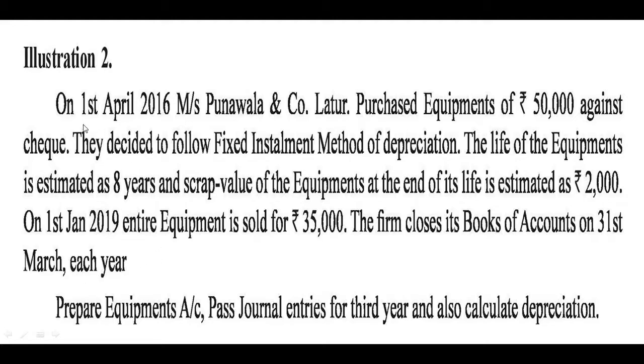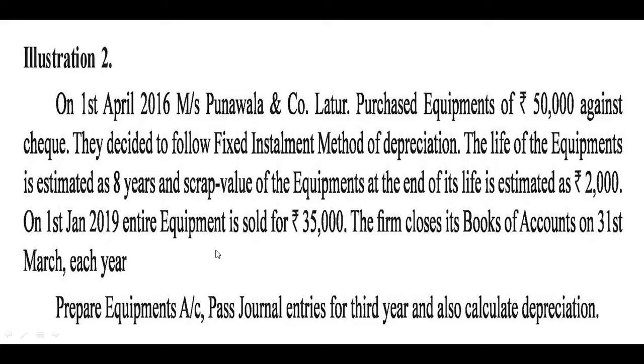Now in this case, the equipment is purchased on 1st April 2016. So this accounting year has started from 1st April 2016 and will end on 31st March 2017. So that is our first accounting year.